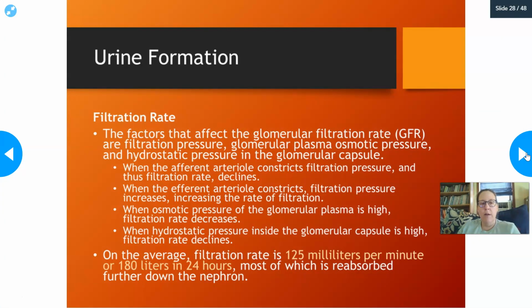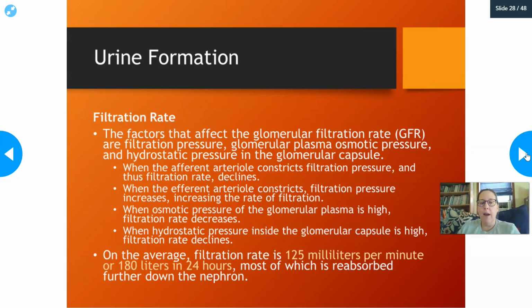Okay, so what affects the filtration rate? The factors that affect the glomerular filtration rate, also known as GFR, are your filtration pressure, the glomerular plasma osmotic pressure, and the hydrostatic pressure in the glomerular capsule. So the three things that we looked at in that diagram were competing forces to, hopefully, generate enough filtration pressure that you actually get filtrate that forms.